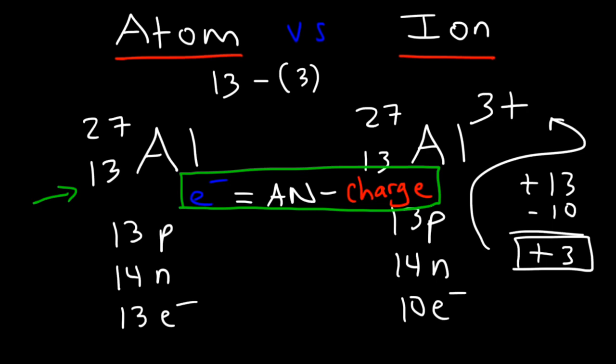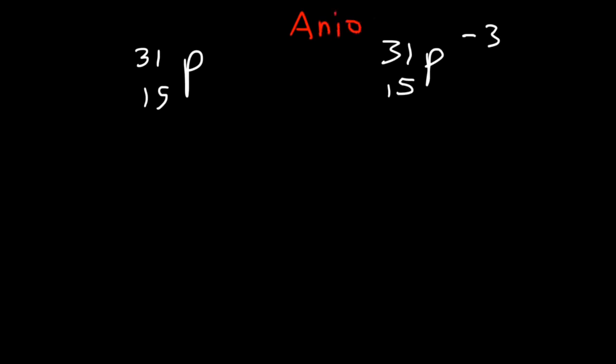Ions that have positive charges are known as cations. Ions with negative charges are anions. So let's say if we have phosphorus 31 and the phosphorus 31 ion, which has a -3 charge. So this is called an anion, since it has a negative charge. Now, both of these particles have 15 protons. 31 minus 15 is 16, so they both contain 16 neutrons. But atoms and ions differ in the number of electrons that they have.